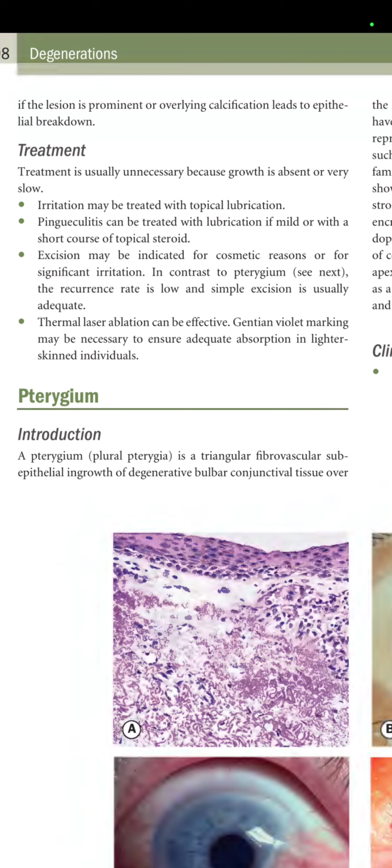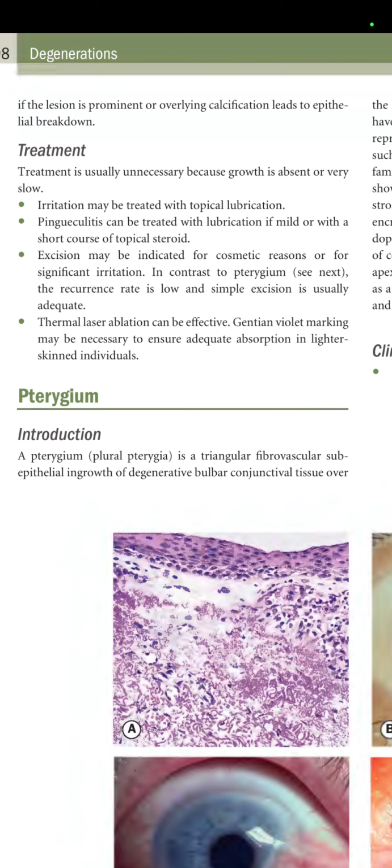Treatment is usually unnecessary because the growth is absent or very slow. Irritation may be treated with topical lubrication. Dry eye is also a factor in causing these types of conditions, so one has to lubricate the eye. Pinguecultis, which is the inflammation of the pinguecula, can be treated with lubrication if mild and with a short course of topical steroid. Excision may be indicated for cosmetic reasons or for significant irritation. In contrast to pterygium, the recurrence rate is low and simple excision is usually adequate. Thermal laser ablation can be effective. Gentian violet marking may be necessary to ensure adequate absorption in lighter skinned individuals.